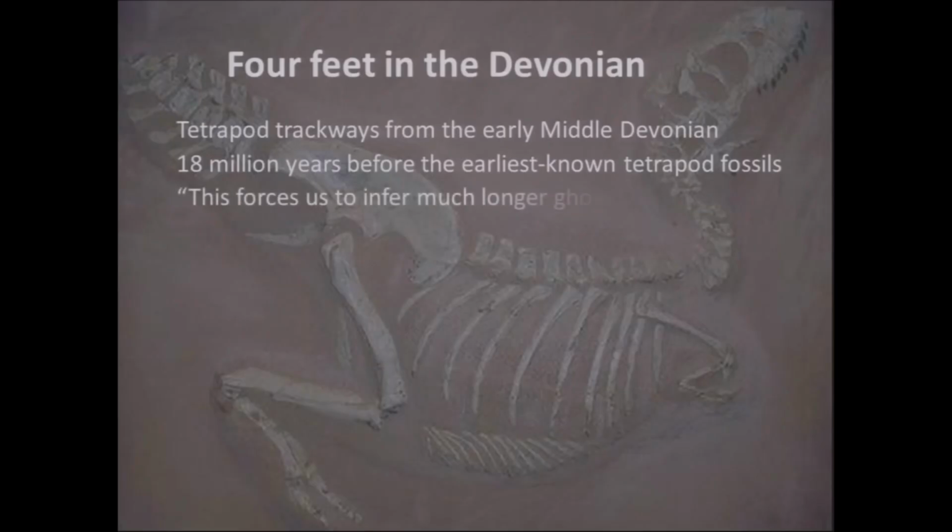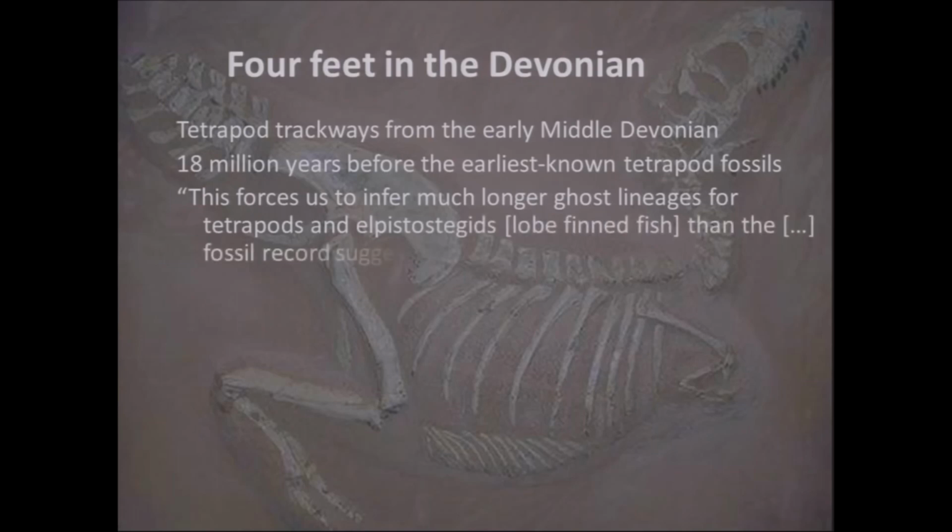How does that work? Well, there must be something making the footprints. But it wasn't Acanthostega, because there are no fossils of that creature at that time. Or if it was, it could have been. And if it is, then the whole evolutionary story falls apart. This forces us to infer what they call ghost lineages for tetrapods. In other words, we haven't got the fossils, but we assume they're there. That's what they mean by a ghost lineage. It's not there, it's a ghost.